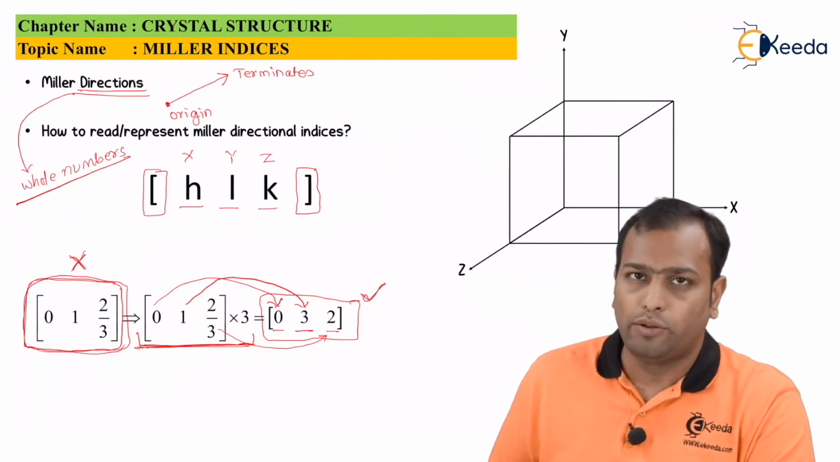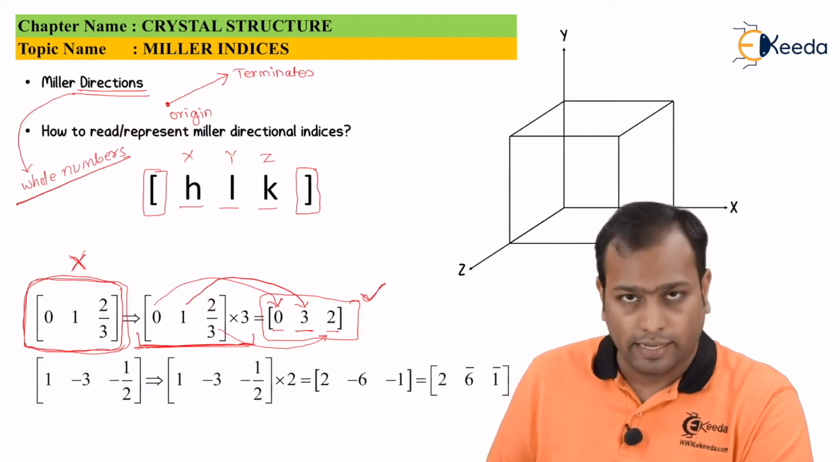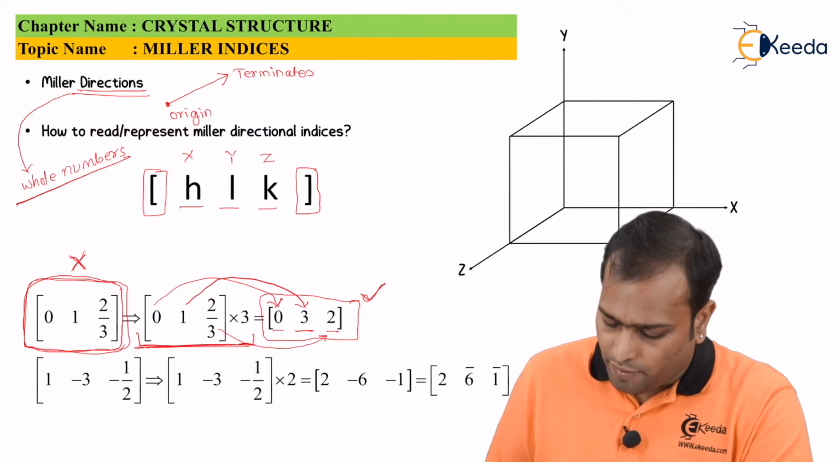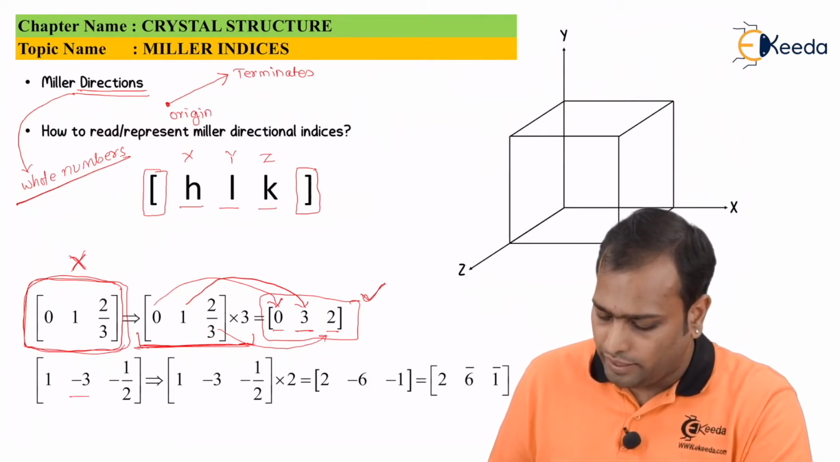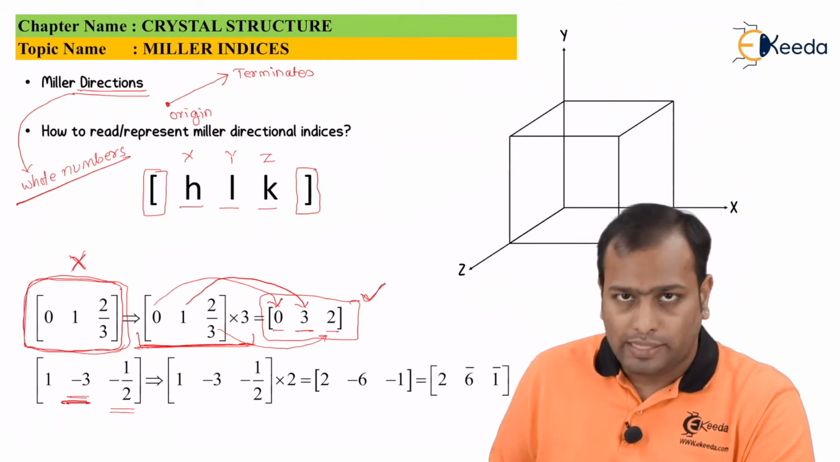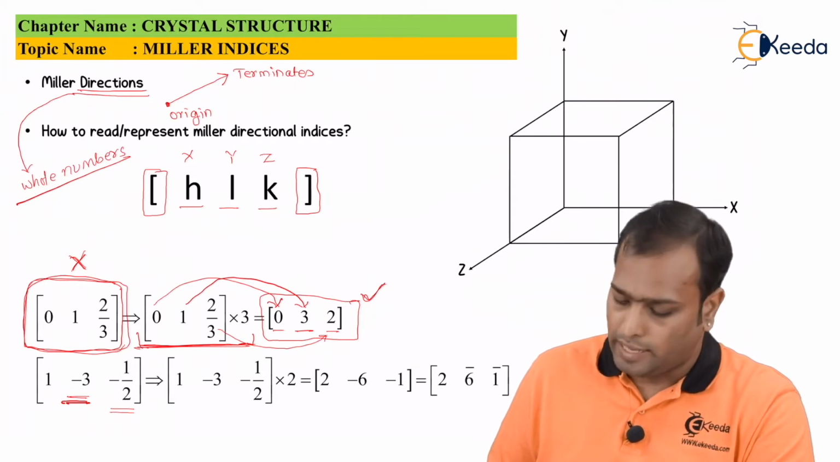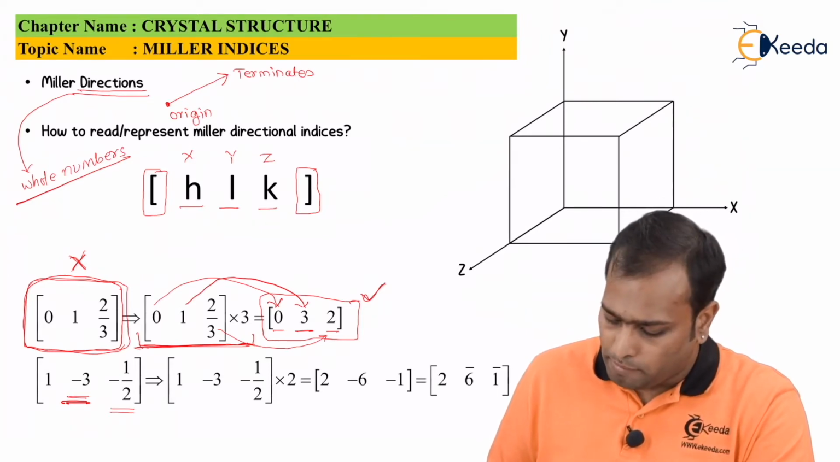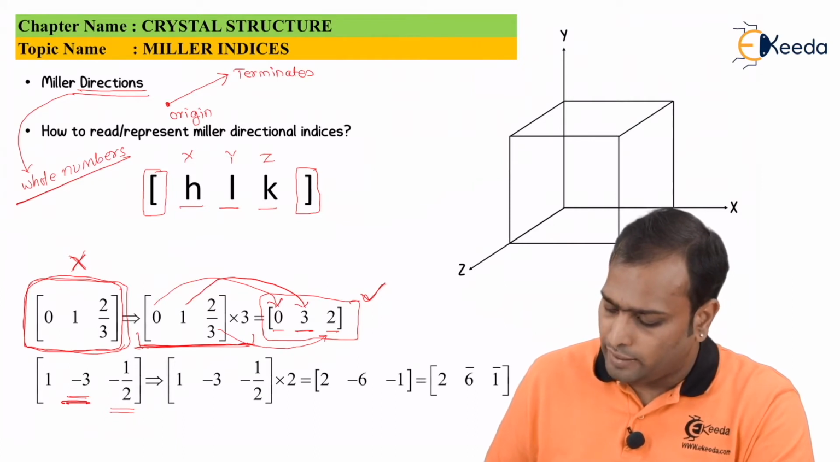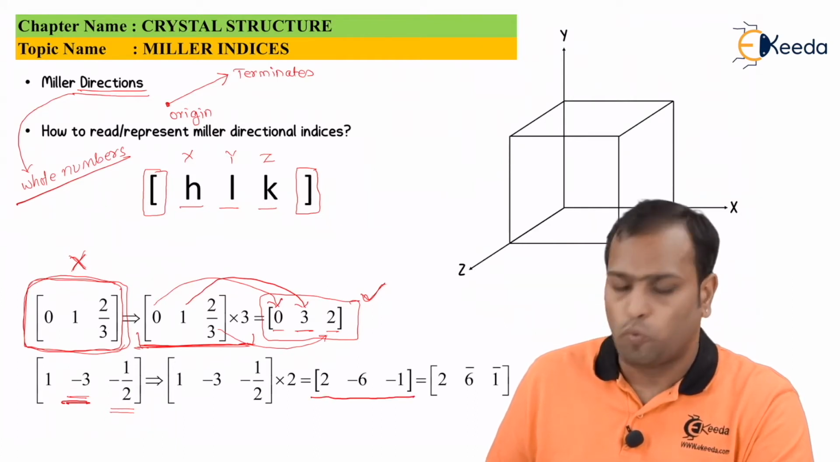Now, what if the values are negative? Well, let's take an example. We have 1, -3 and -1 by 2. Here you can see 3 and a half are negative. So we'll see the negative part later. First, as we knew earlier, we'll convert it into integer form. So multiplying by 2 throughout, we'll get 2, -6 and -1.